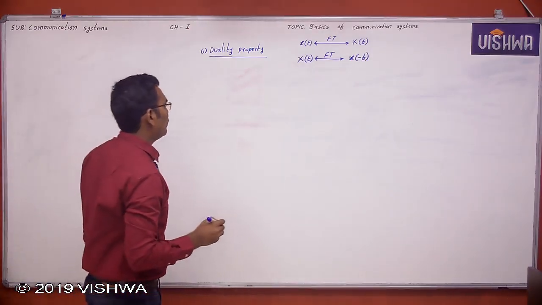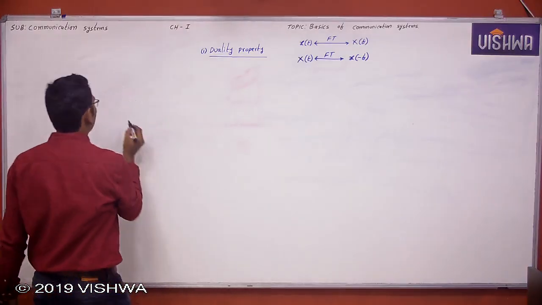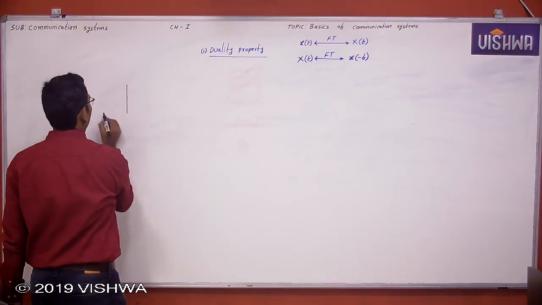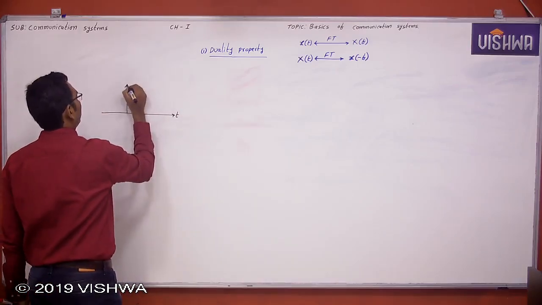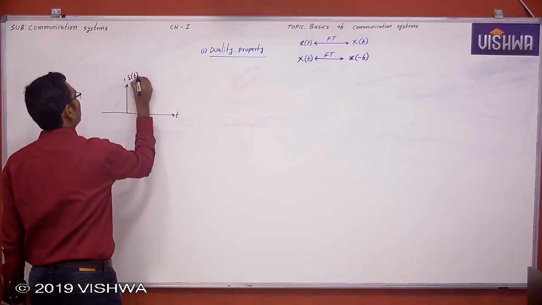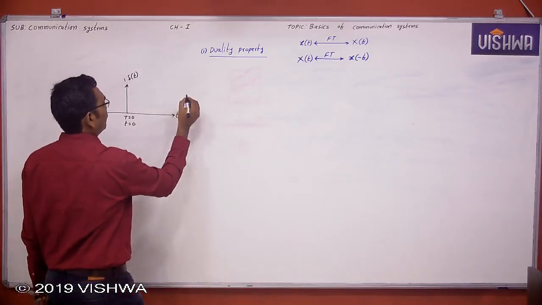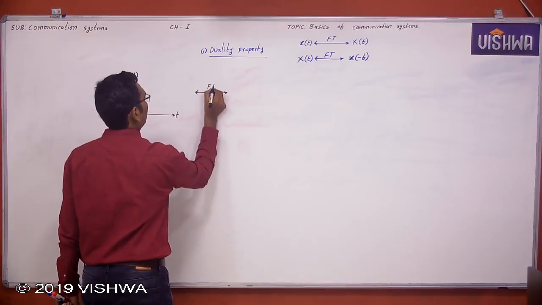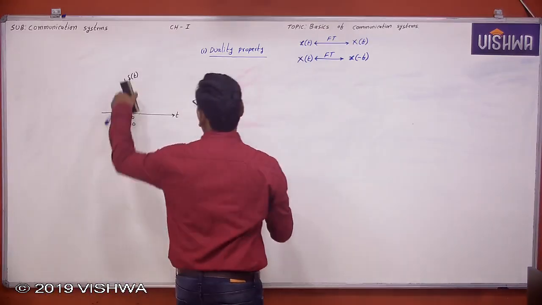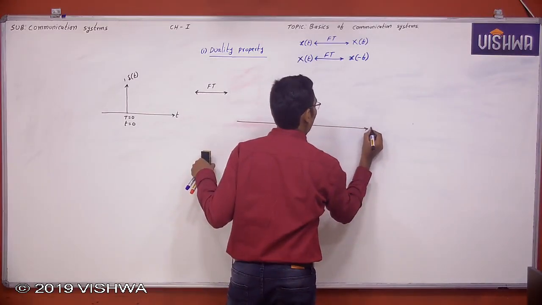Now see here, a very simple concept I am writing here for better understanding. Now this is the impulse function in time domain. Impulse function is a rectangular pulse whose pulse width is 0. Now what is its Fourier transform? Now the Fourier transform of impulse is 1, because the area under the impulse function is always 1.